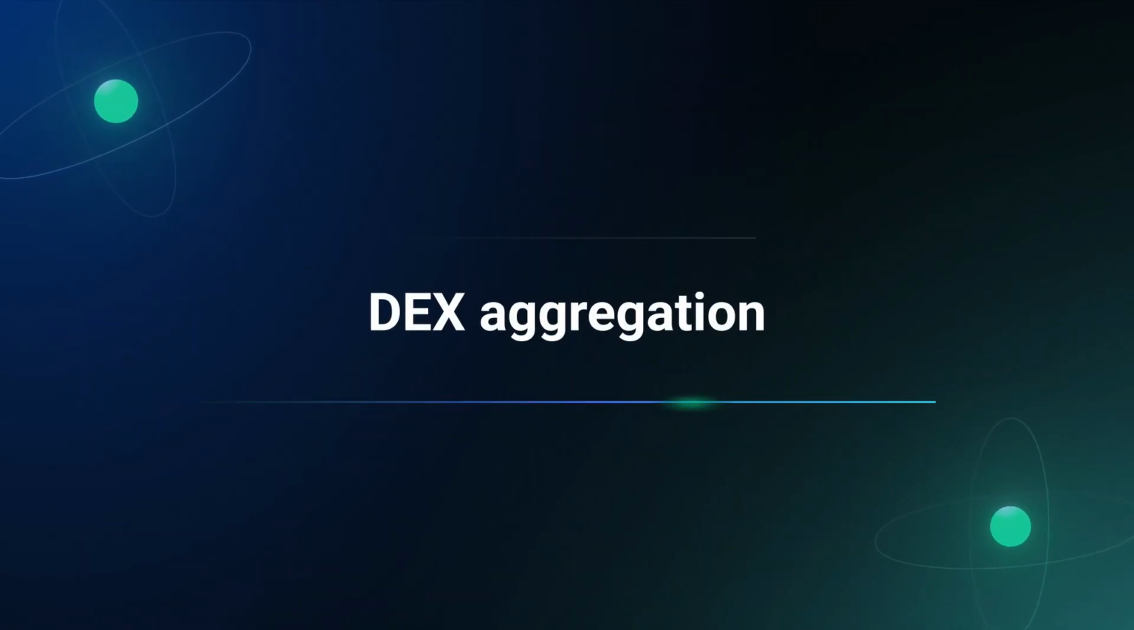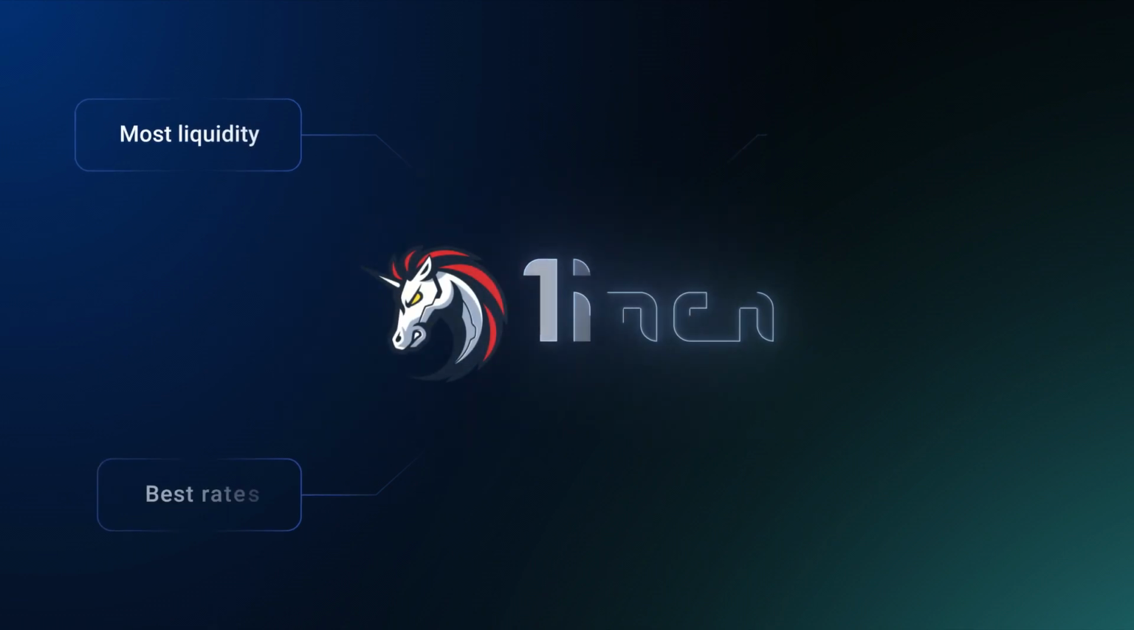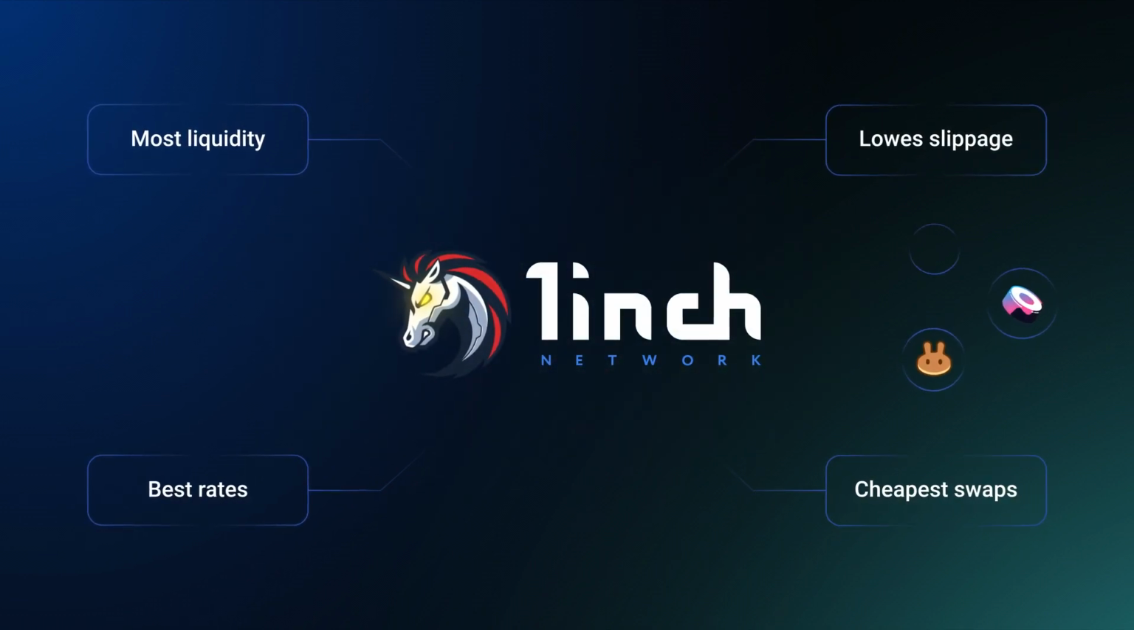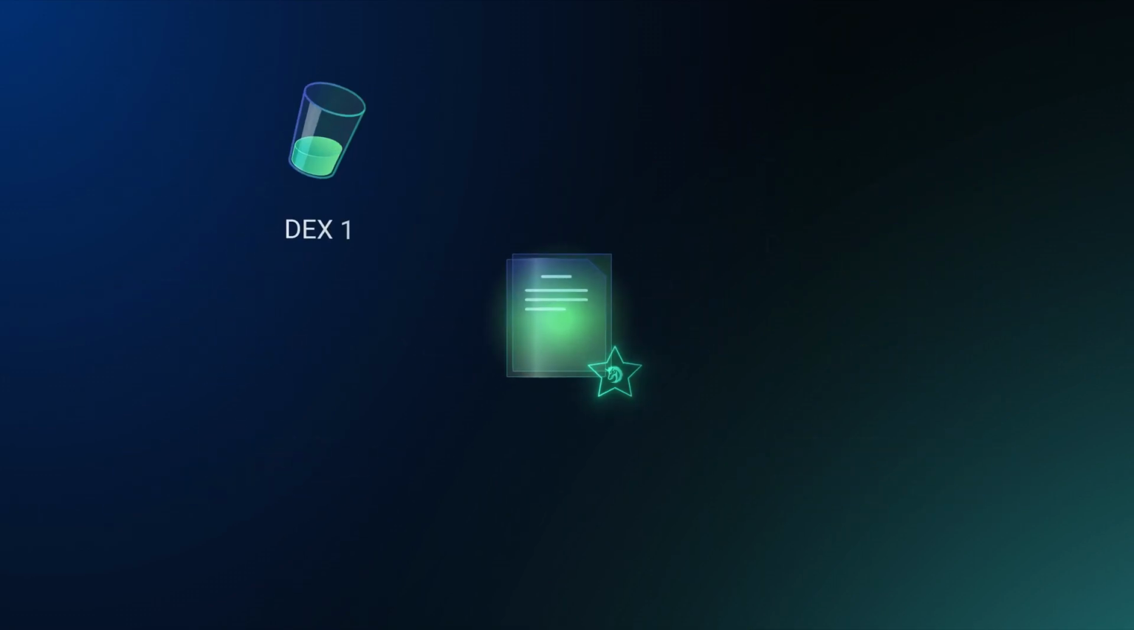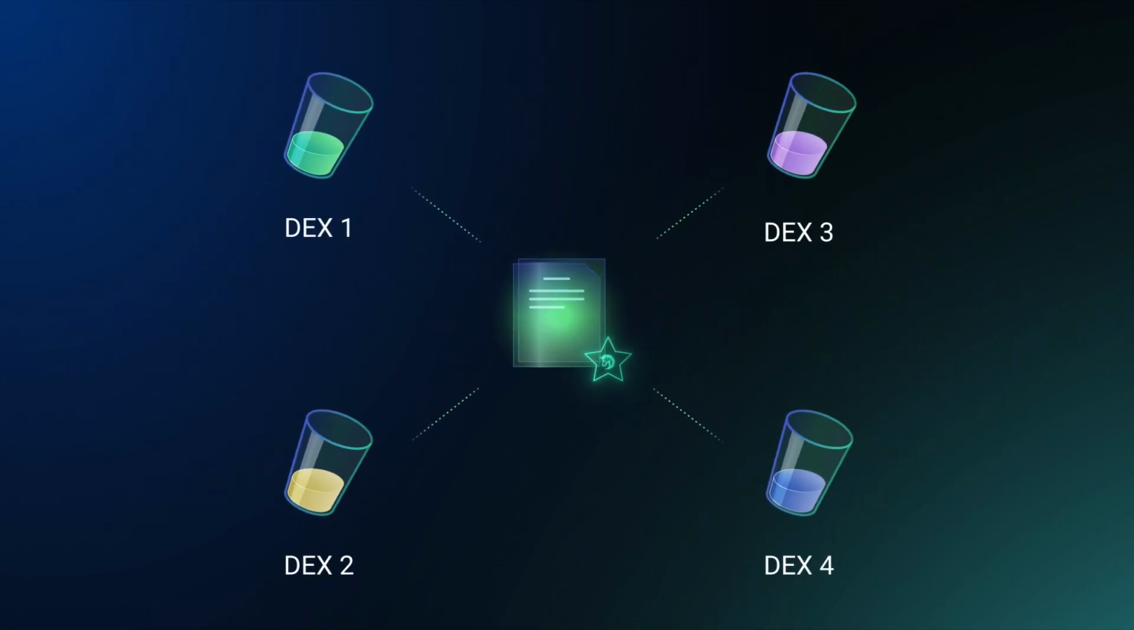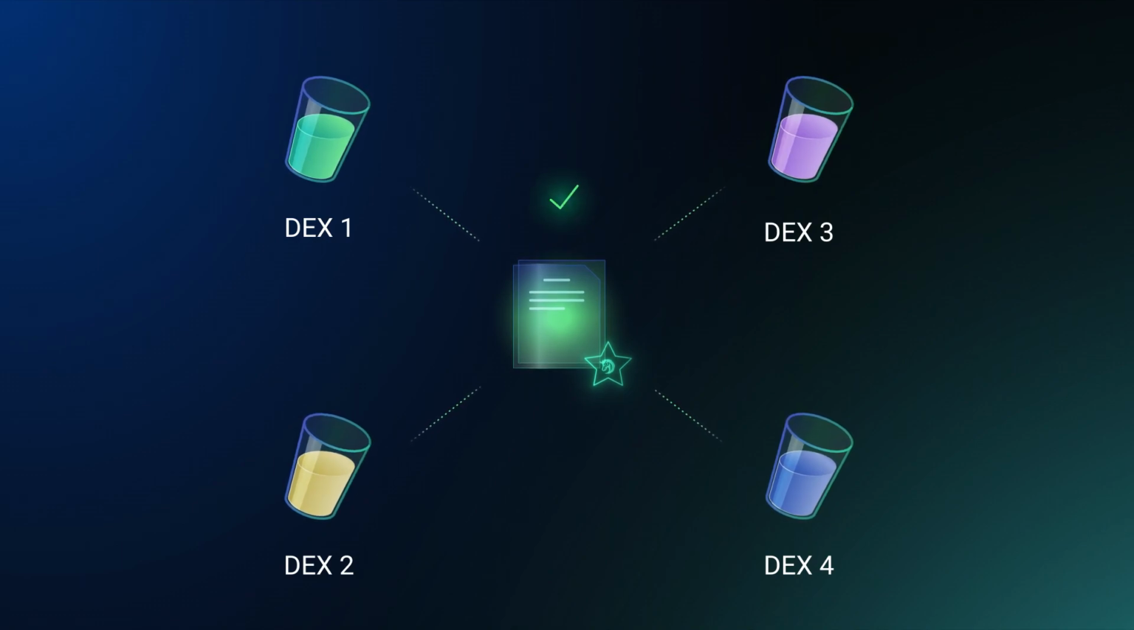DEX Aggregation. As a decentralized exchange DEX aggregator, 1-inch finds the best crypto rates across multiple DEXs. 1-inch's algorithm splits swap orders among several DEXs, minimizing price impact on swapping large amounts and offering the best rates.